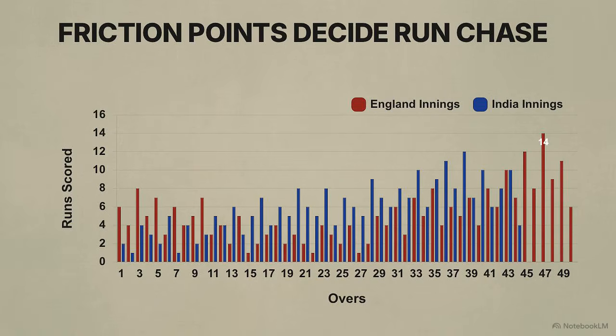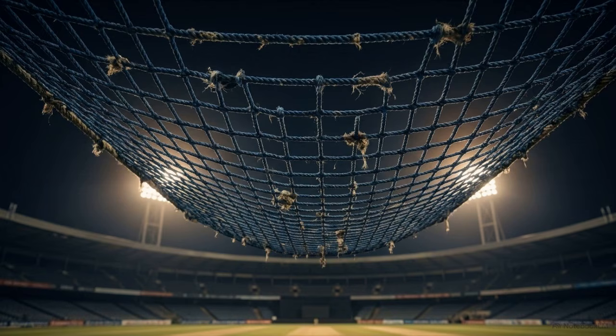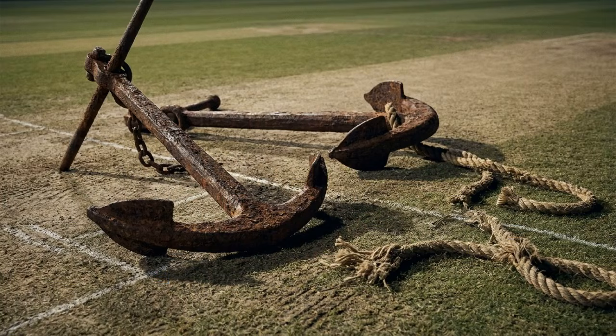The friction points that actually decided this match are highlighted here: England's collapse to 103 for 6, and India's early loss of top-order wickets during the chase. Evaluating this win requires analyzing the reliability of the lower-order safety net, which stayed intact even as the veteran anchors were removed from the equation.